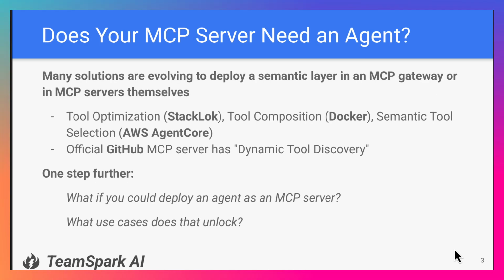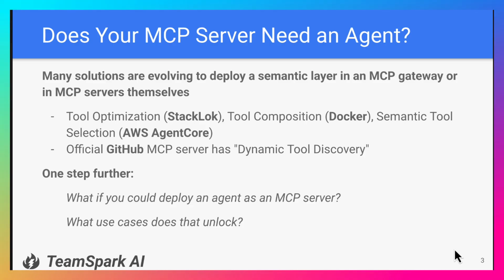So we started with this question: does your MCP server need an agent? And we've seen a bunch of solutions lately, especially just in the last few weeks, of essentially semantic agentic layers being added into MCP servers or gateways. So we've seen that with the StackLock tool optimizer. Docker has this tool composition feature, and they recently released another feature that's kind of like the tool optimizer.